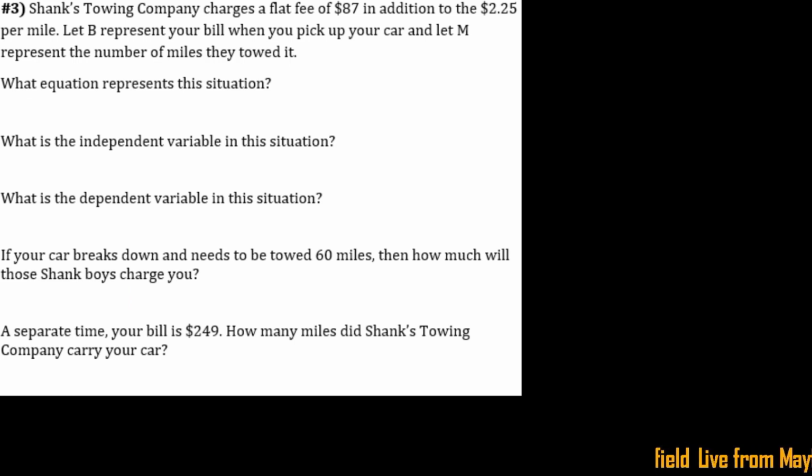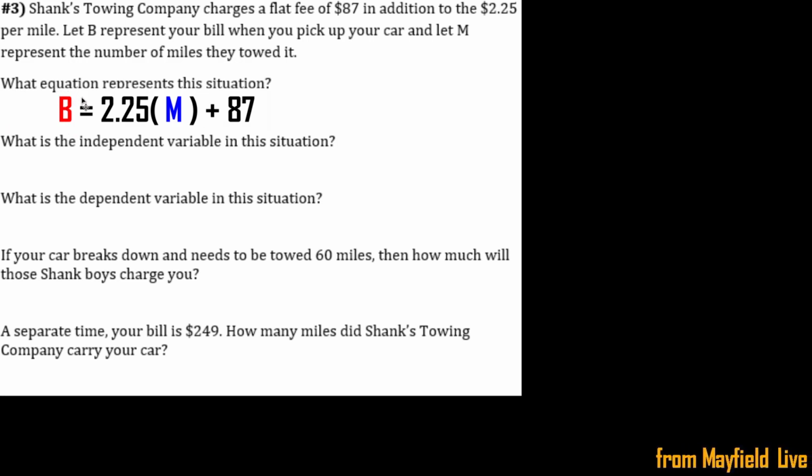In the last one, it says for number 3, Shankstone Company charges a flat fee of $87 in addition to $2.25 per mile. Make sure you're understanding what this is saying. So it's going to be something where it has plus $87, and then since it has $2.25 per mile, I'm going to have to multiply the $2.25 times the number of miles I have. So then it says, let B represent your bill when you pick up your car, and let M represent the number of miles they towed it. So the equation would look like this.